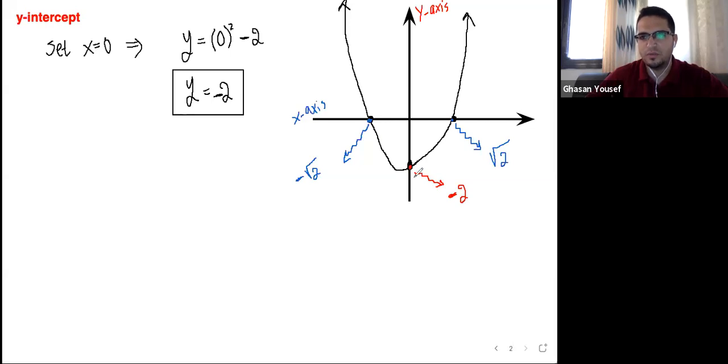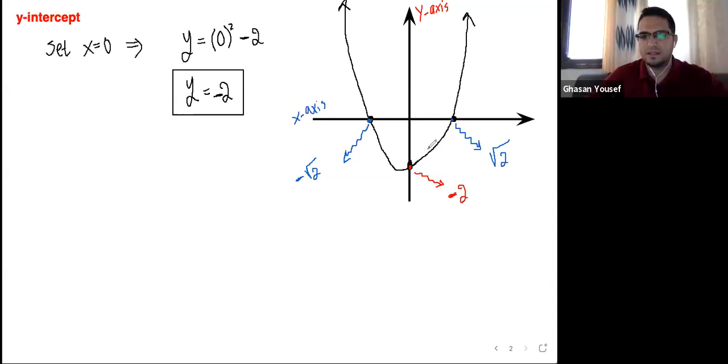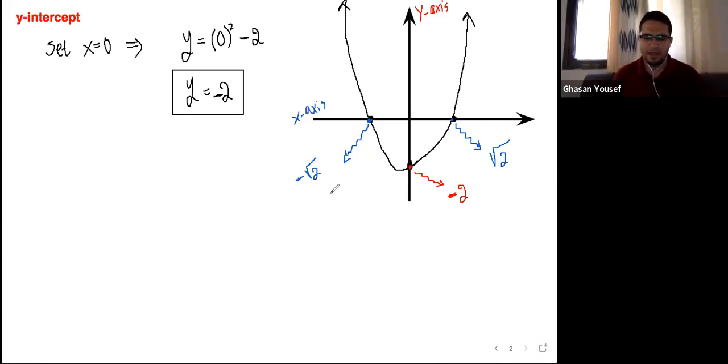Or if you want to know what I mean when I say the x-intercept: where is the curve crossing the x-axis? Which point exactly does the curve cross the x-axis? And the same thing, where is the curve crossing the y-axis? The curve crosses the y-axis at this point, the red one, and it crosses the x-axis at the blue points. This is what I mean by the x and y intercept.